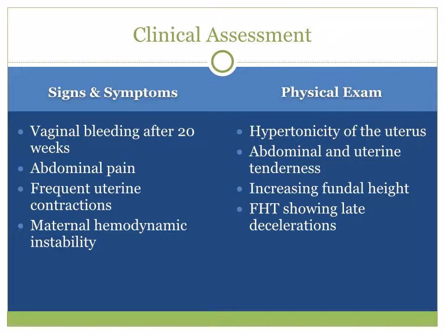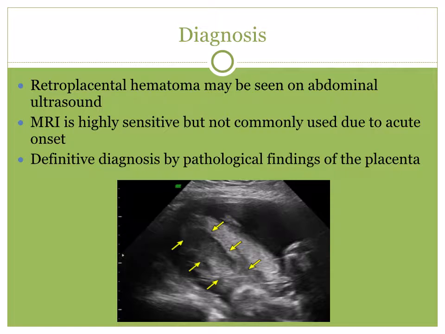And on your physical exam, you may notice hypertonicity of the uterus, may have abdominal and uterine tenderness to palpation, and then you may even notice increasing fundal height, and this would be due to the accumulative hemorrhaging. And then fetal heart rate abnormalities such as prolonged bradycardia or repetitive late decelerations are also common findings with placental abruption. Although the diagnosis of placental abruption is primarily clinical, some studies can be utilized to support the clinical diagnosis.